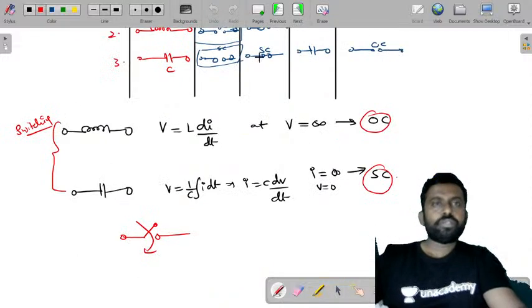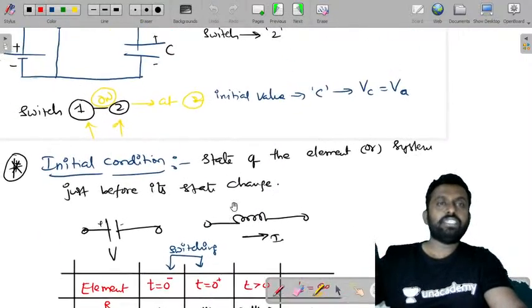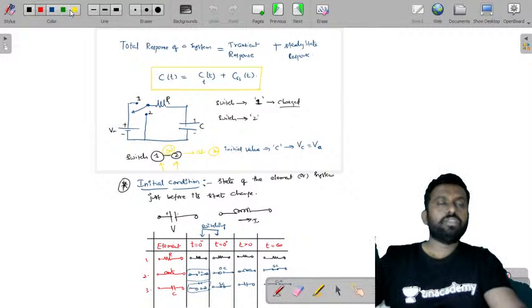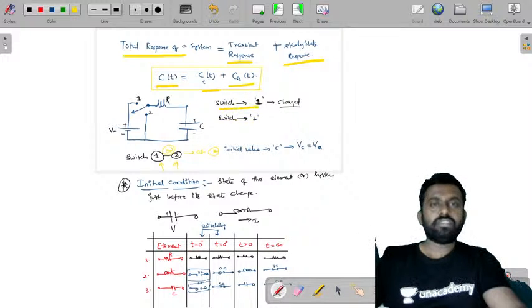Then the response of a system before it reaches its steady state is called the transient state, and the response of the system after transients die out is called the steady state. Now, I have also told you about the inductor and capacitor initial conditions. So the total response can be written as the transient response plus the steady state response, C of t is C_tr of t plus C_ss of t.